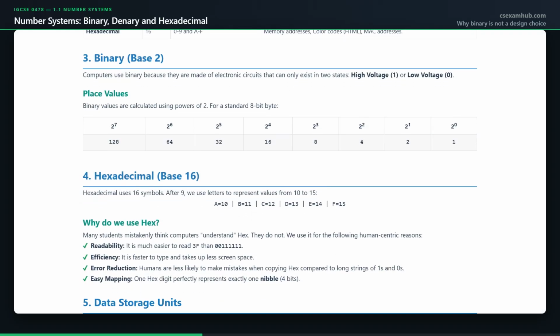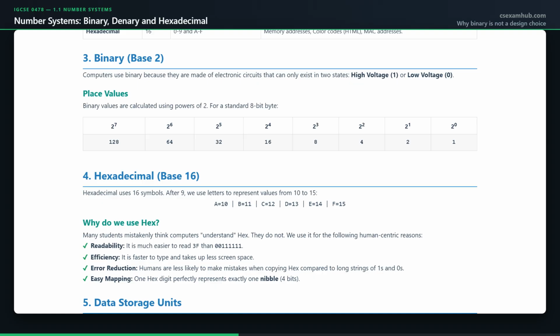Now, why binary? Students often write that computers use binary because it is simpler or because it is faster. Neither of those is really the reason, and neither earns full marks. The actual reason is physical. A computer is built from electronic circuits, and those circuits are made of transistors that are reliably able to be in one of two states, a high voltage or a low voltage, on or off.